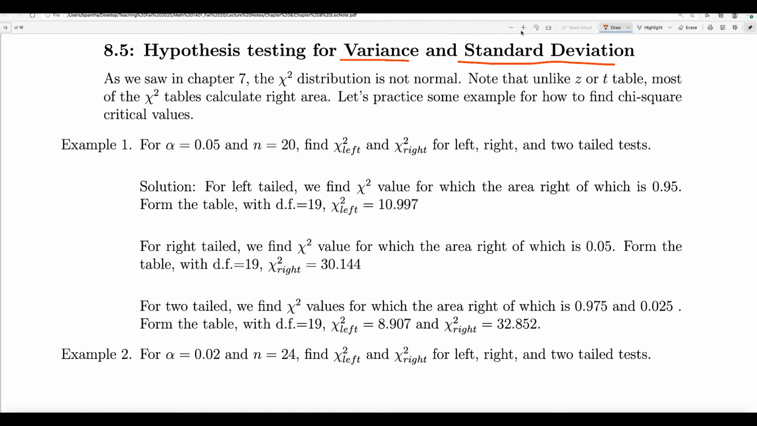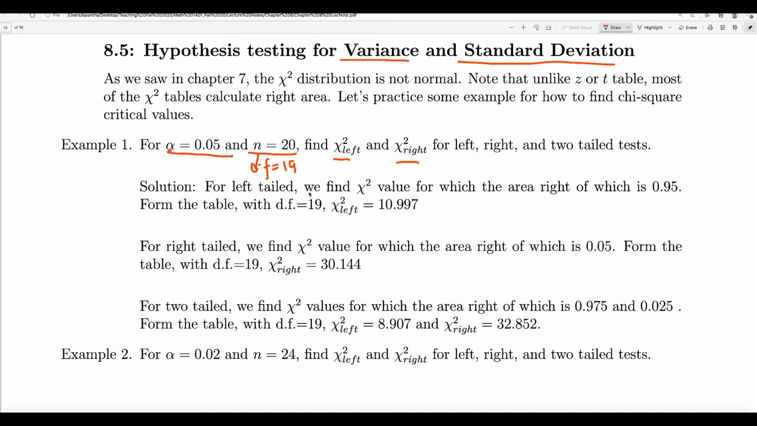And again, to find the critical values, we do not use a calculator. To find the critical chi-square values, we use the table from chapter 7. Okay, guys, let us do some examples on how to find the critical chi-square values. So for alpha equals 0.05 and n equals 20. Since n is 20, degrees of freedom will be 19, right? n minus 1. We need to find chi-square left and chi-square right for left tail, right tail, and two-tail tests. So we'll be considering all of those.